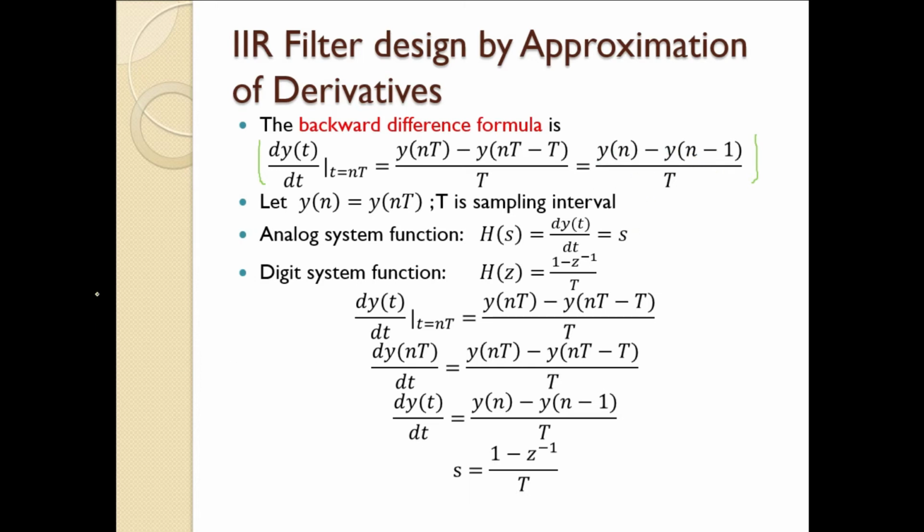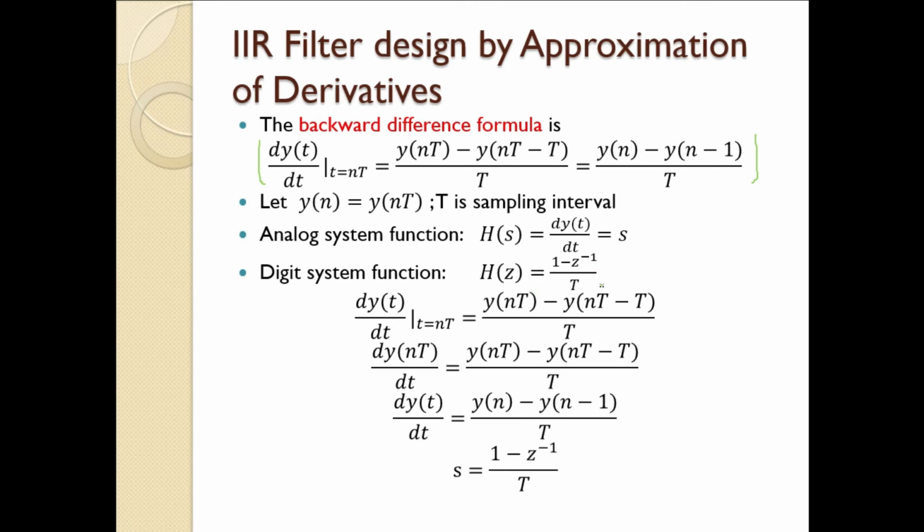Now we let our y(n) equal to our y(nT), with the T actually being our sampling interval. So in the analog system function, we will have H(s) equal to dy(t) over dt, which is equal to s. In the digital, we will have H(z) equal to 1 minus z to the power of minus 1, divided by T. Now I would like to prove to you that this s is equal to 1 minus z to the power of minus 1, divided by T.